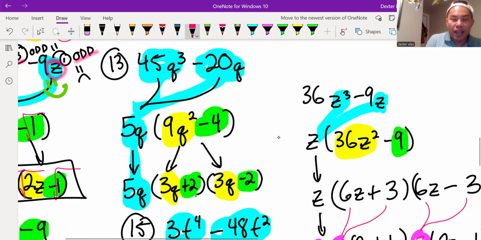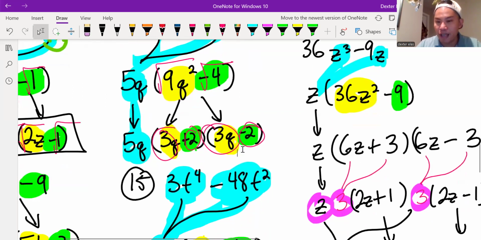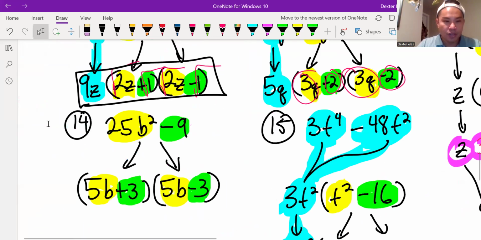So we pull out a 5 from 45 and 20, giving us 9 and 4, and a q from q to the third and q, giving us q squared and 1. This part right here is just easy peasy. You got 9q squared, the square root of that is 3q, and the square root of 4 is 2, and you're done after that. Neither one of these binomials is factorable, like in this position in the example, so you're done.